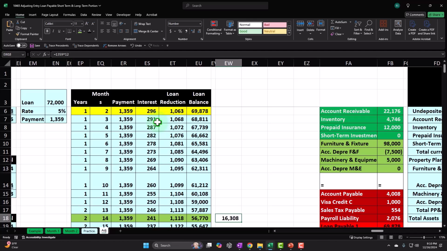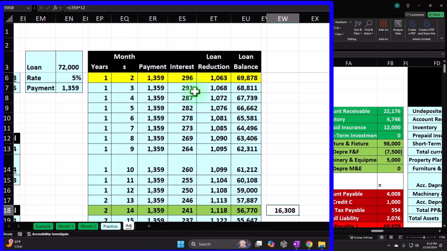In other words, if they kick you out of the building, you wouldn't have to pay it because they broke their end of the contract, right? So that means what we should be doing is summing up just the loan reduction. This is the principal portion of the payments.